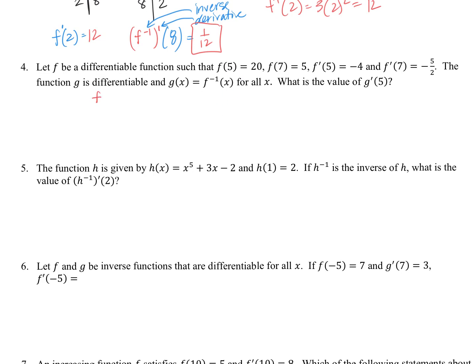So on this next one, they gave us some points. The graph of f has the point (5, 20), and it has the point (7, 5).